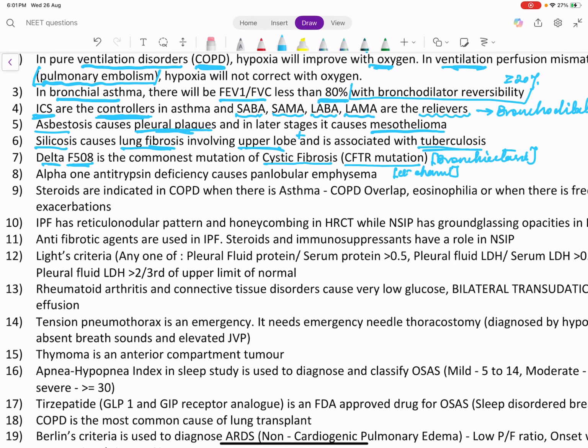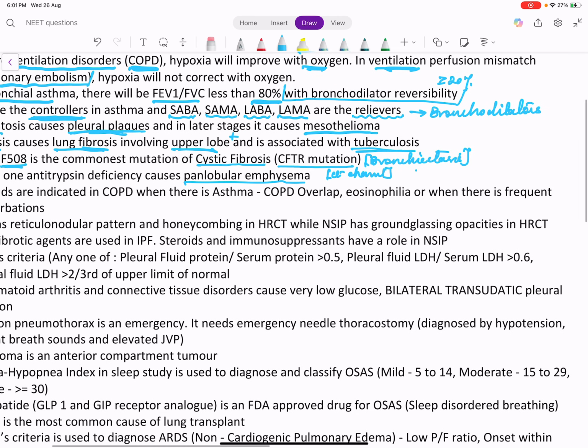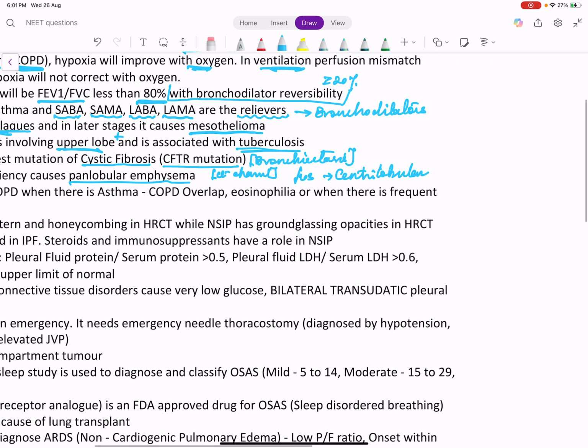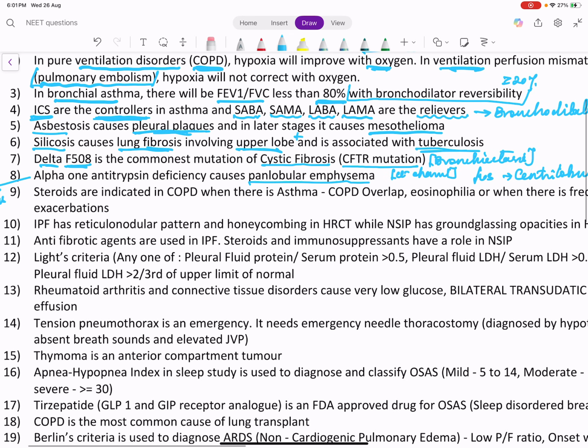Now, alpha-1 antitrypsin deficiency is one cause of emphysema. It is actually a cause of emphysema plus cirrhosis. The emphysema here is panlobular emphysema, whereas in COPD we get emphysema that is centriacinar or centrilobular emphysema. Only the airway close to the central bronchi will be destroyed and dilated in centrilobular emphysema. That is common in smoking. Whereas panacinar emphysema is seen in alpha-1 antitrypsin deficiency.